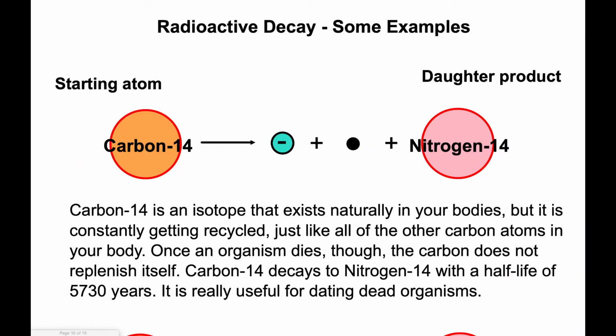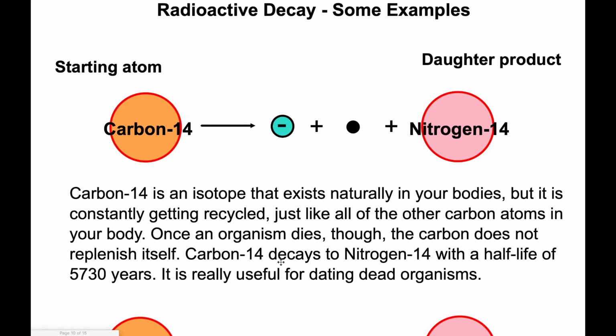The first one we're going to talk about is carbon-14. Carbon-14 is an isotope that exists naturally in organisms' bodies. So you're full of carbon-14 right now. But it's constantly getting recycled in an organism's body due to the natural chemical reactions that happen in every organism. So once an organism dies, then whatever carbon-14 was left stays there, and over time it will decay. When it decays, it undergoes beta-minus decay, just like our potassium-40 example. An electron is ejected from the nucleus, an electron antineutrino is also ejected, and what's left is actually nitrogen-14.